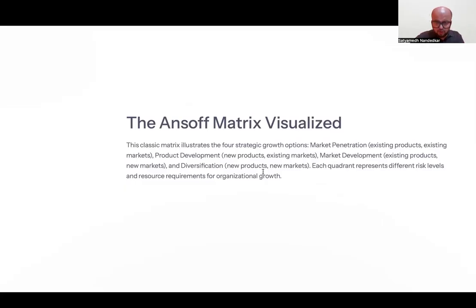There's market penetration, product development, market development, and diversification. Now, market penetration is selling more of existing products in existing markets, going deeper. Product development is creating new products for existing customers. Market development is taking existing products to new markets, and diversification is developing new products for new markets. All very, very different.